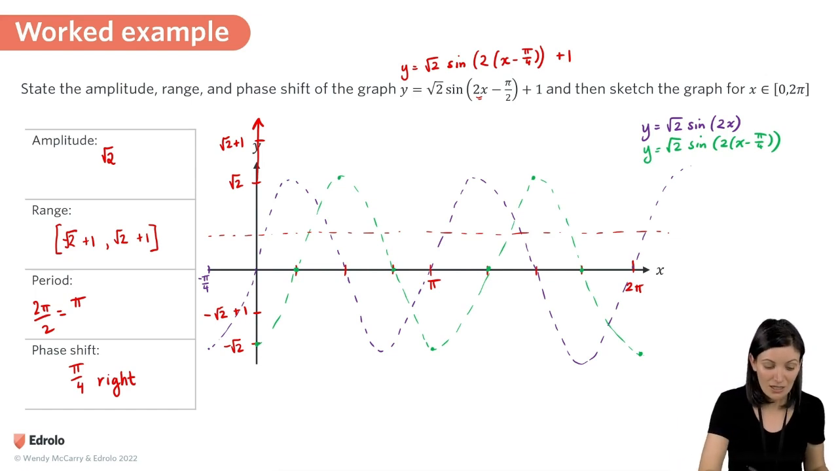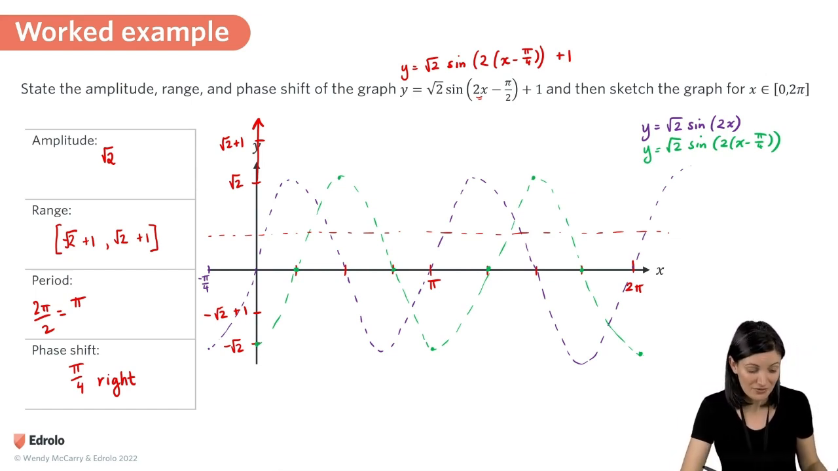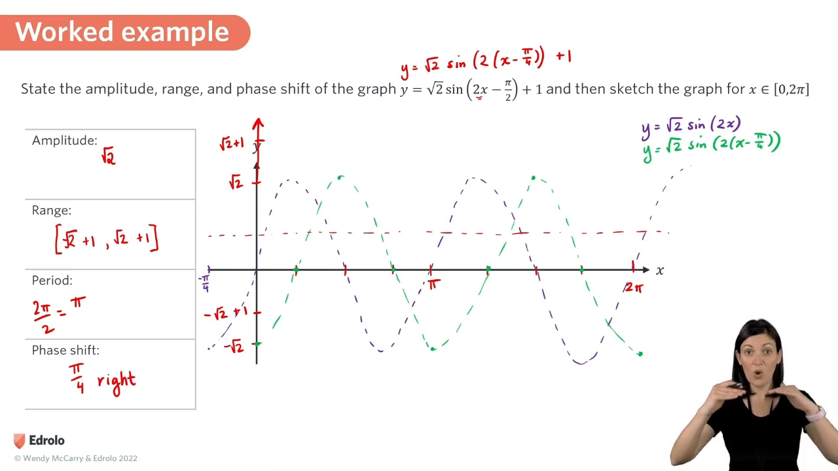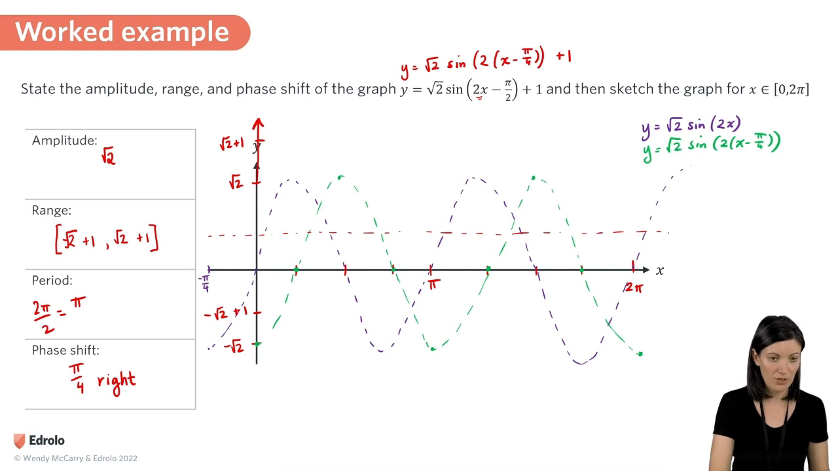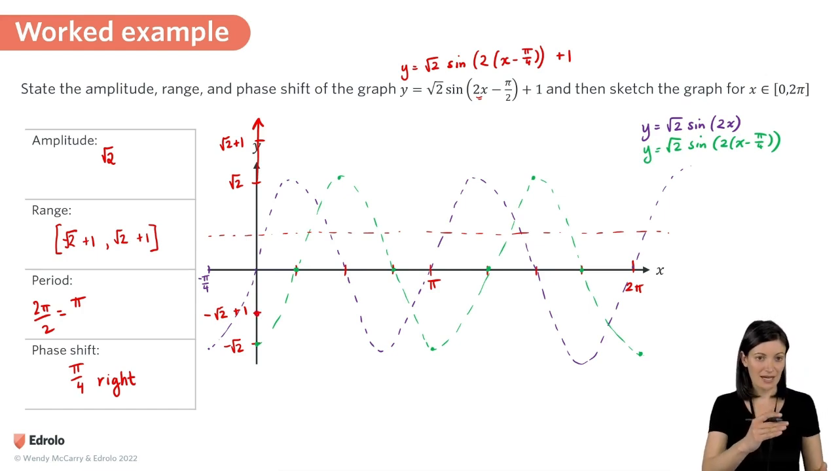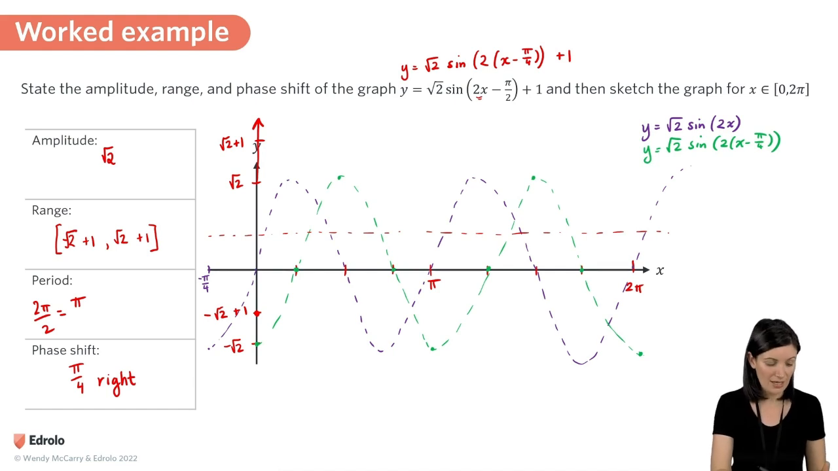So now I'm taking that green curve and I'm moving all the y-coordinates up by 1. So, for example, this point, which was at 0, negative root 2, is now at 0, negative root 2 plus 1.